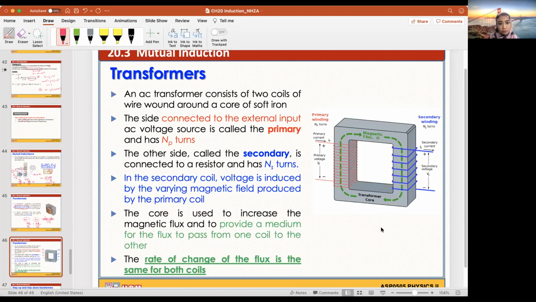Okay, so transformers. An AC transformer consists of two coils of wire. AC means alternating current. It means the current changes. The wire is wound around a core of soft iron. So this is a typical diagram of a transformer. So you have a primary coil, secondary coil. Primary coil will have NP turns. Secondary coil will have NS turns. Let me make this bigger.